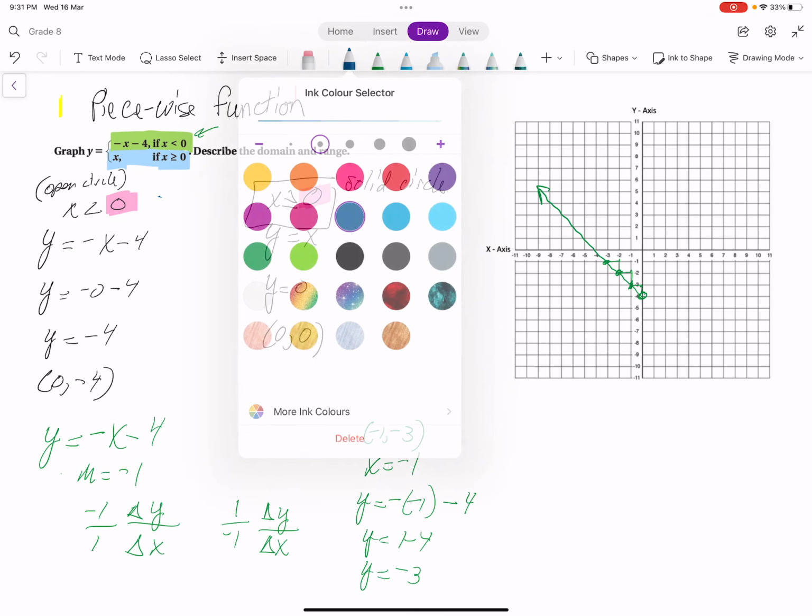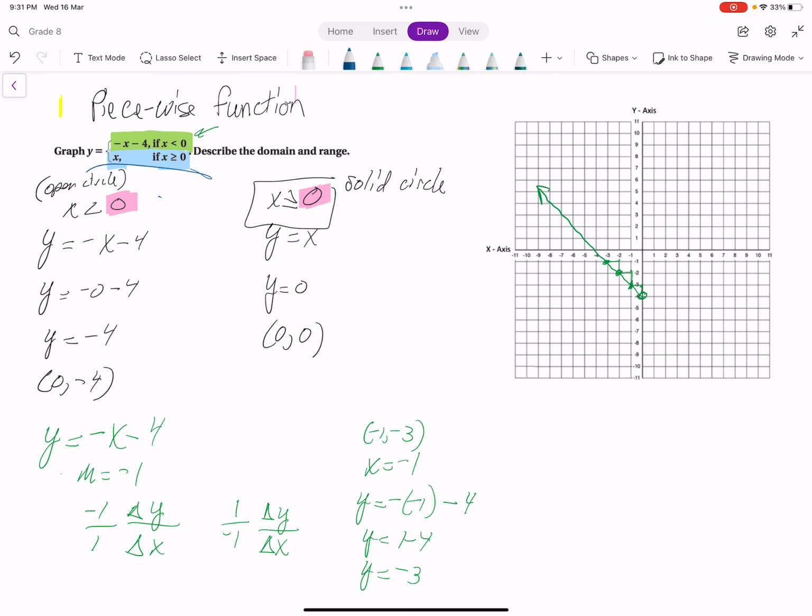Then the next part is we need to graph the blue one. So now we have our domain is x is greater than or equal to 0. Y is equal to x is our equation for that part. We already said when x is equal to 0, y is also equal to 0, so we have the point 0, 0. This needs to be a colored in circle because we're representing this value counts for that.